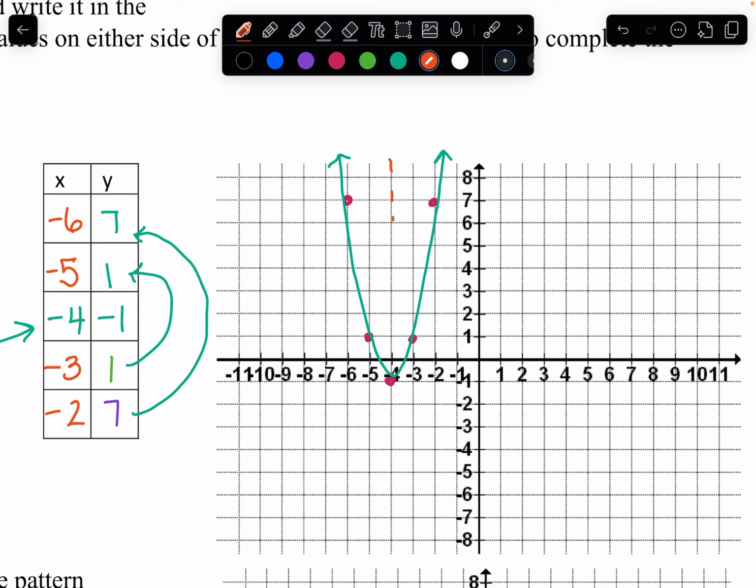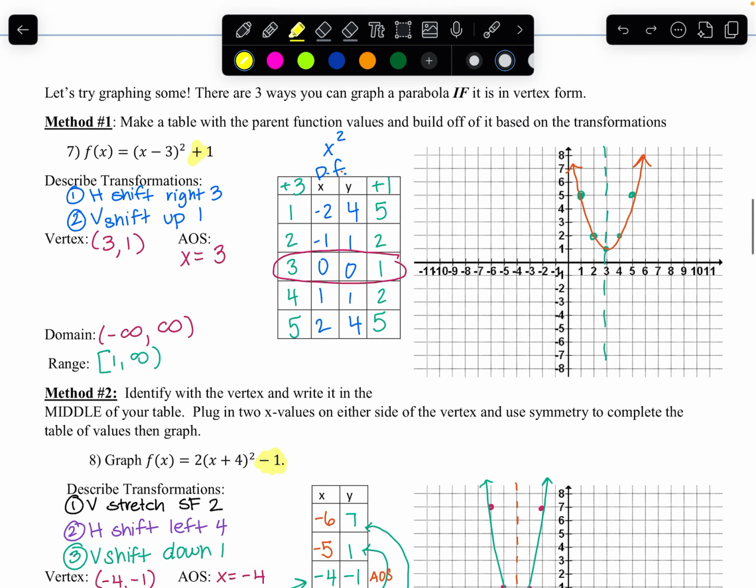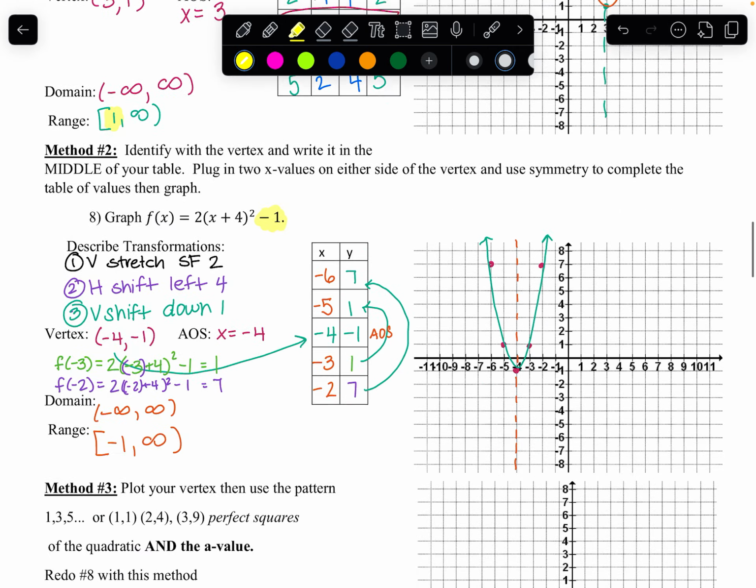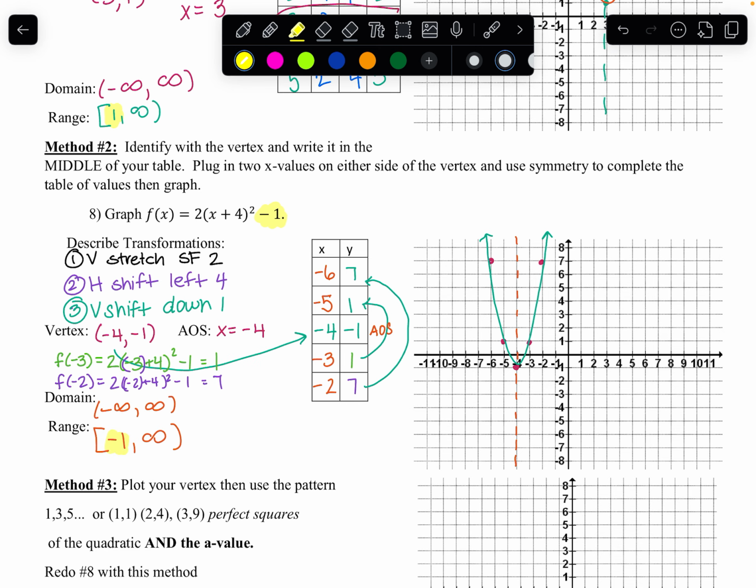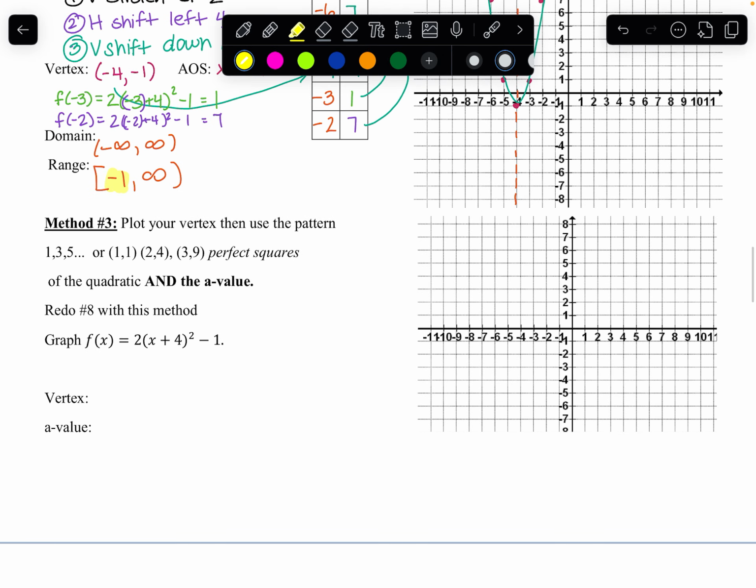And so why we can do this method is because what we're doing is we're reflecting them over our axis of symmetry, which is where our vertex is. And so just to finish up, our domain, as always, is negative infinity to infinity, and our range is going to be negative 1 to infinity. If you haven't figured out yet, that vertical shift, that outside number, will always be in your range somewhere. Okay? Now, your last one, my favorite one.